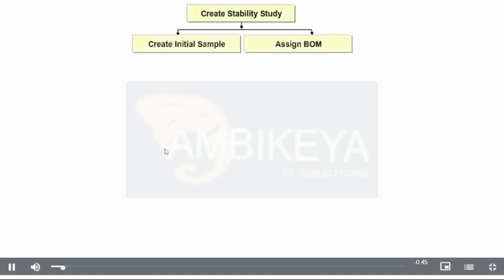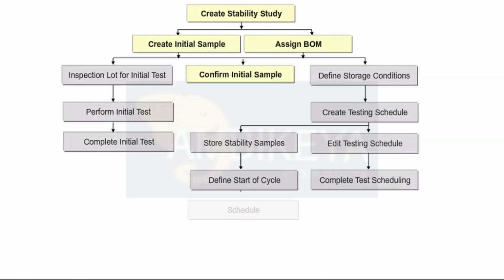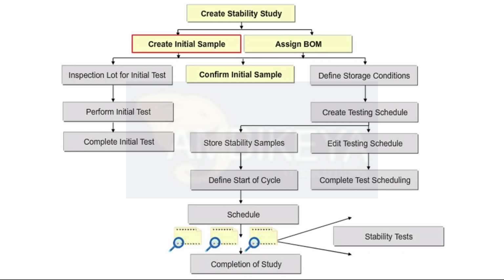You then perform the following additional activities in any desired sequence. You create a sample record for the initial sample to be delivered to your laboratory, that is, create initial sample. If you are executing a stability study with reference to a material, you can assign a stability BOM to the stability study. This step is optional, and you can assign the BOM at any point after creating the stability study.